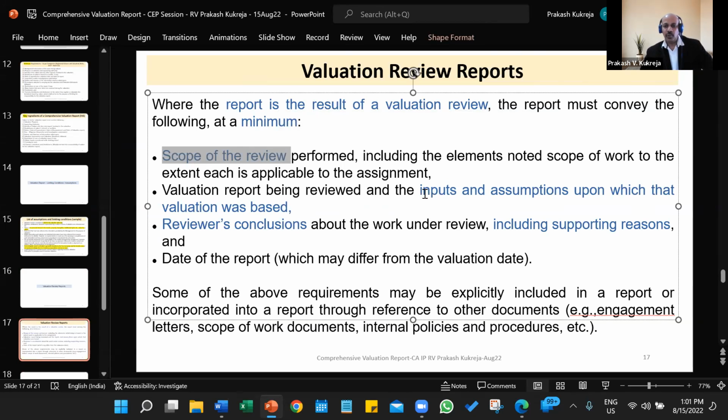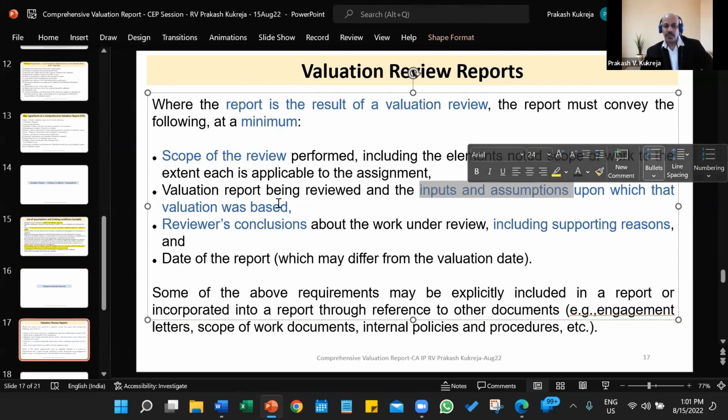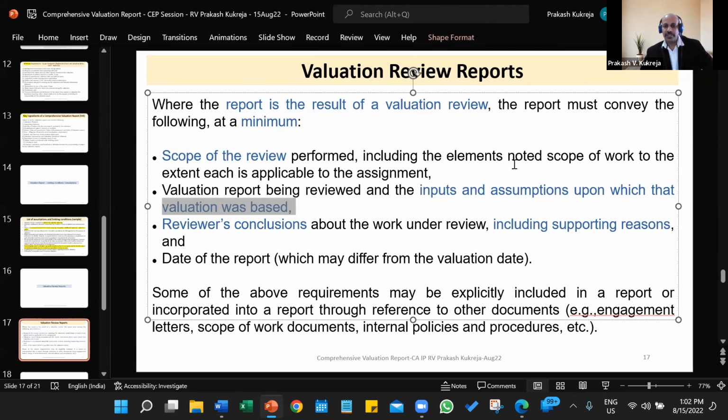Then, during the review, what were the inputs and assumptions upon which the valuation was based? You might need more information from the valuer who did the actual valuation, but this part should also come out very clearly in your review report. Then the reviewer's conclusions about the work under review, including supported reasons. Date of the report, obviously, will be different from the valuation date.